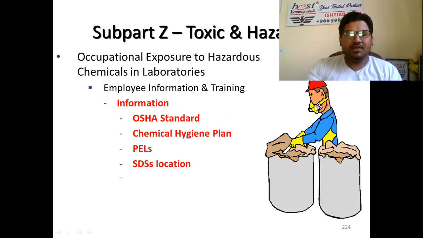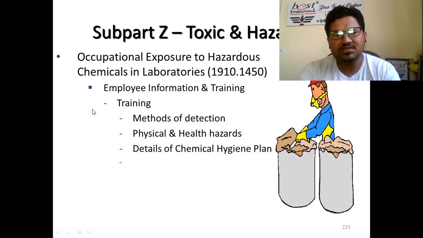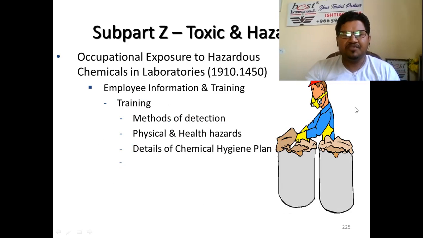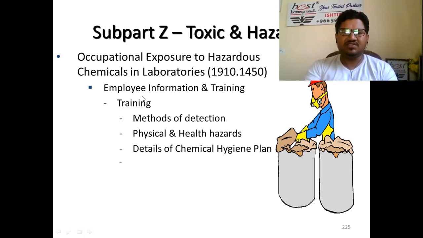And make sure, guys, as per OSHA, there must be proper employee information and training. The OSHA standard must be there, the hygiene plan, PELs like permissible exposure limits, and SDS locations, like safety data sheet location, is also critical. And if you talk about hazardous chemicals in laboratories, 1910.1450 is relevant to that. Make sure you have methods of detection, physical and health hazards, and details of the chemical hygiene plan. More importantly, we discussed all the A to Z subparts.